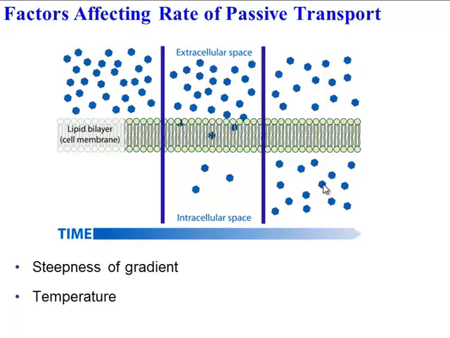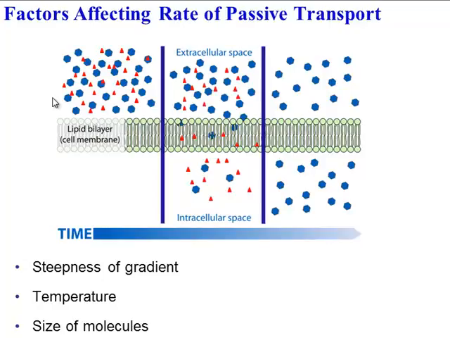Another factor that can affect this is temperature. The higher the temperature, the faster molecules move, so at higher temperatures, diffusion can happen more quickly. And also the size of the molecules is relevant. For example, if we look at these red molecules, which are much smaller than the blue molecules, they're probably going to have an easier time squeezing through the lipid bilayer. So over the same amount of time, we'll see more diffusion happening with those smaller molecules.